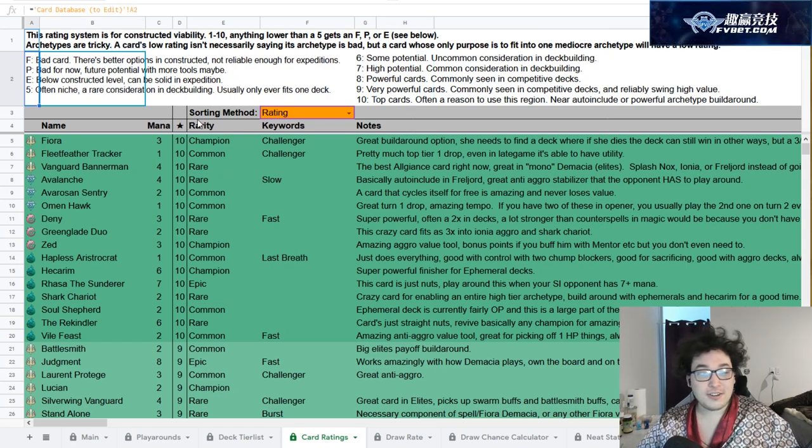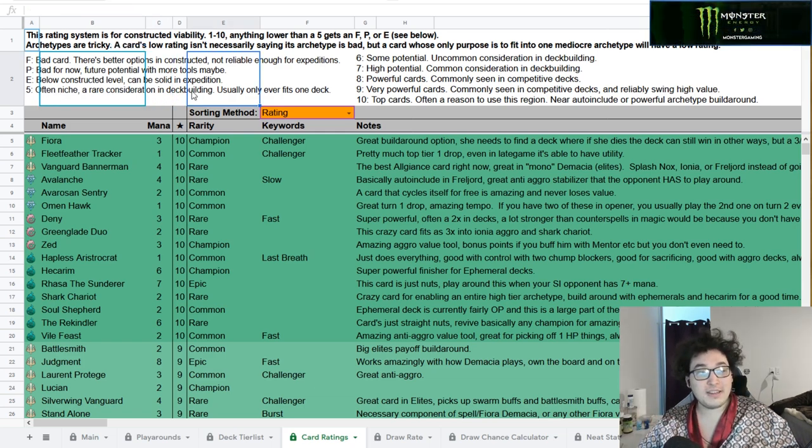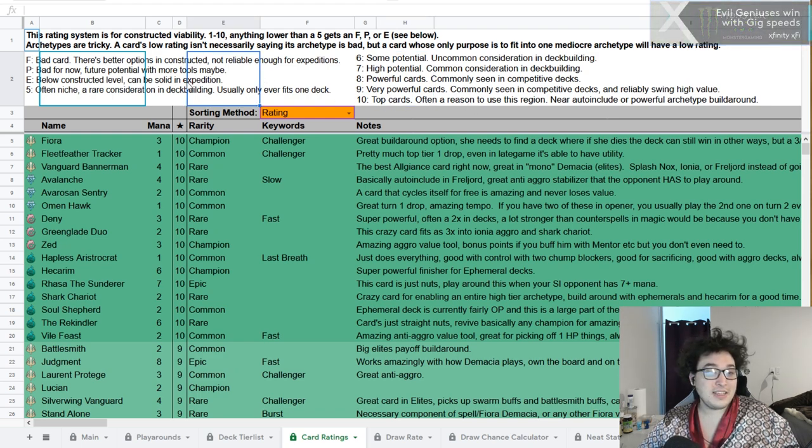Because of course there's no point in distinguishing them. So 5 is a constructed viable card, a really rare consideration, but it makes a cutoff point for constructed. 10 are the best constructed cards. E is below constructed level but can work in expedition.